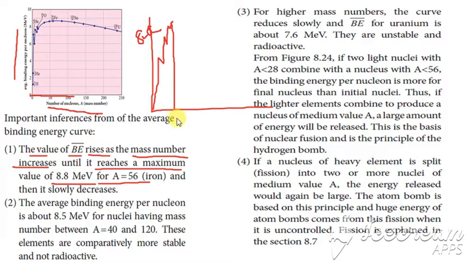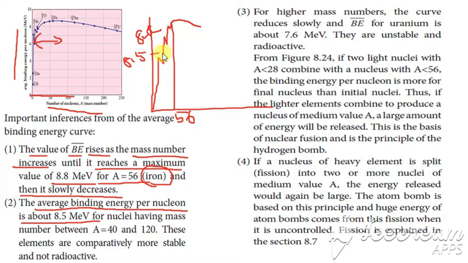At that time, when you see the value of A, it is 56, and that corresponds to iron, and then it decreases slowly. Going beyond this, it started decreasing. Next, the average binding energy per nucleon is about 8.5 MeV, and this 8.5 MeV holds between 40 and 120. So between 40 and 120, the average energy is 8.5.